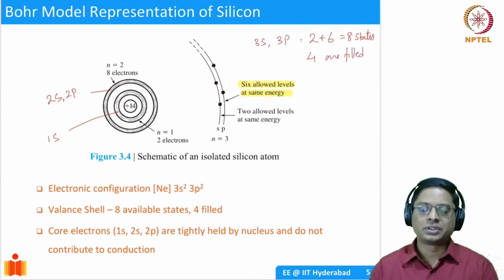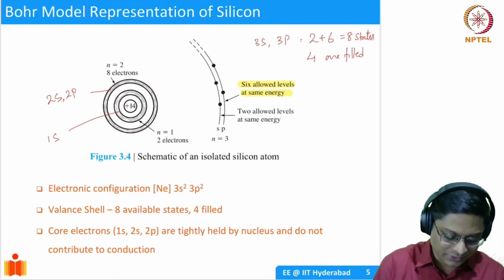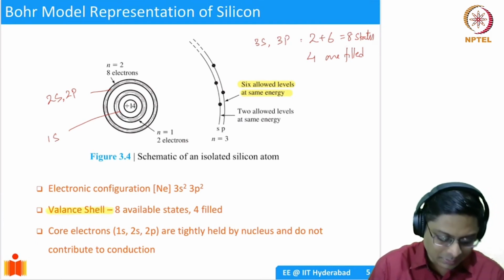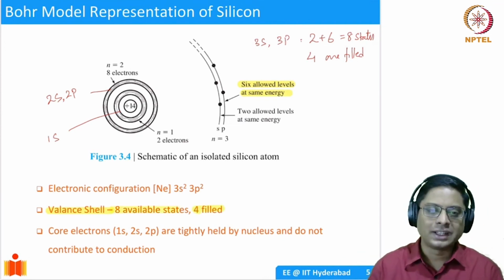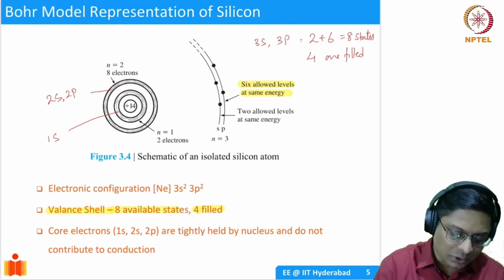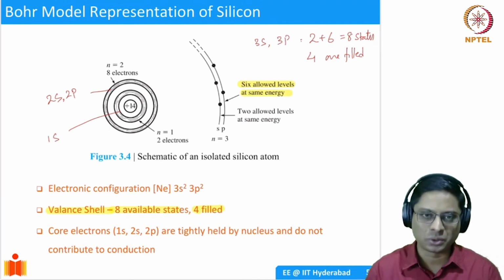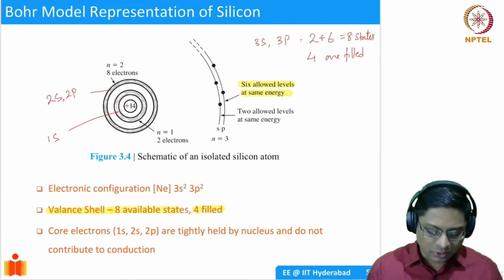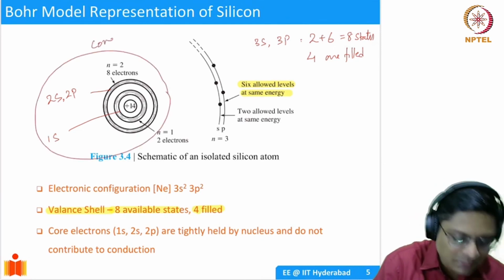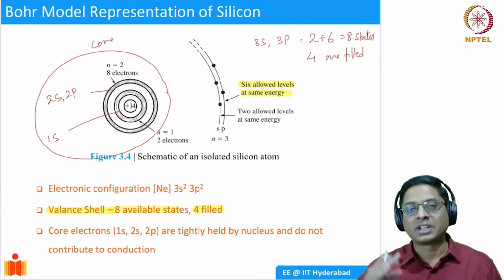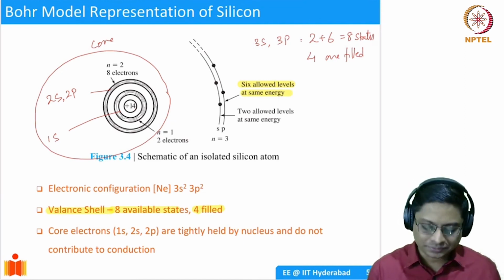And we actually give this a special name. We call the outermost shell the valence shell, which has 8 states and 4 are filled. So it's exactly half filled. And the inner shells, the n equal to 1 and n equal to 2 shells, are very close to the nucleus, and they do not play much role. So we call this entire inside part the core. The core does not really play much role in the electronic properties, but the outermost shell creates a huge amount of difference.